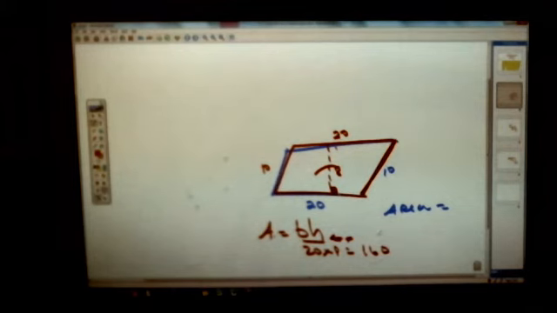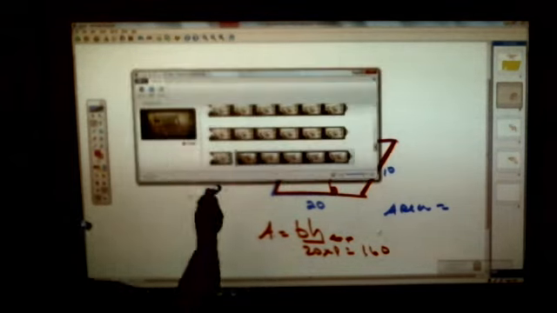All right, you are going to do problems 1 through, let's do 1 through 10. Problems 1 through 10, if you'd be so kind.